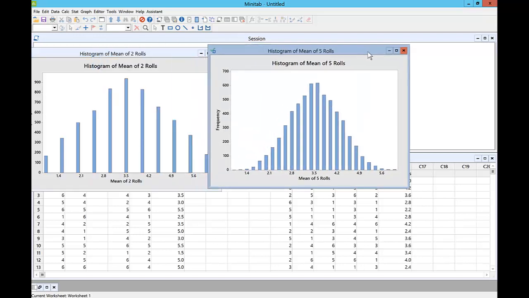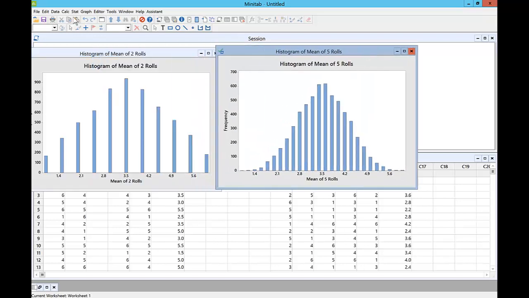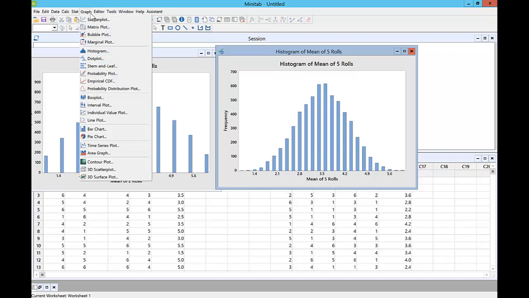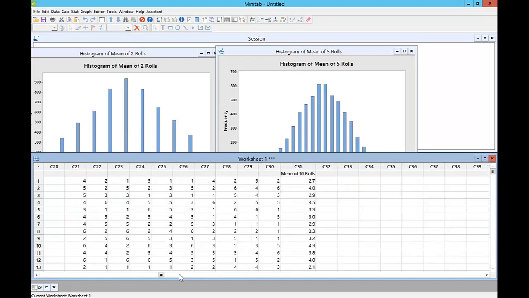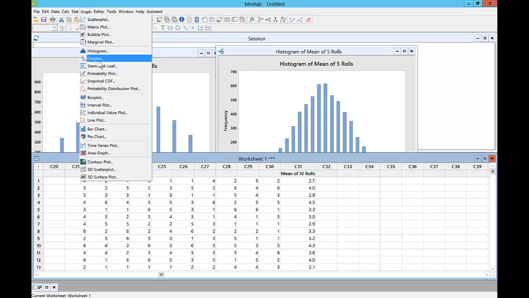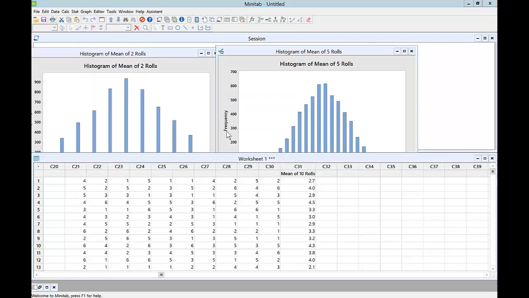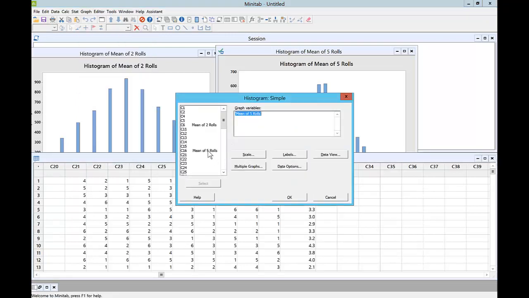So here's the triangular, here's 5 rolls, and guess what else I've got here? You can't see it yet. Let me scroll over. Got 10 rolls. So here's 10 rolls. So let's look at the mean of 10 rolls. Histogram, mean of 10 rolls.